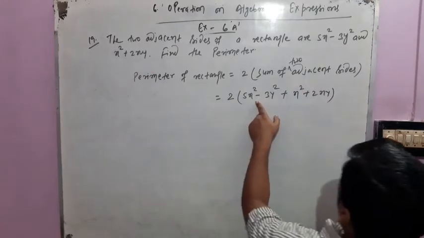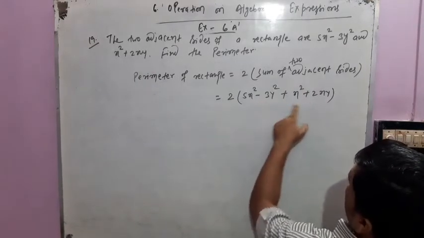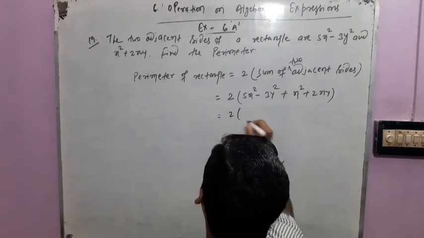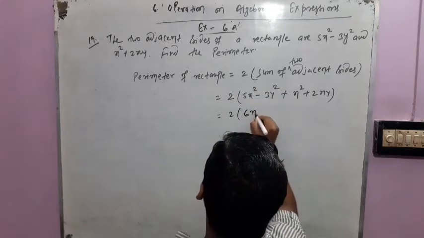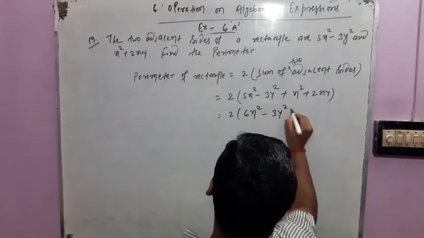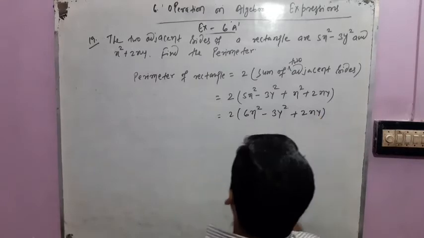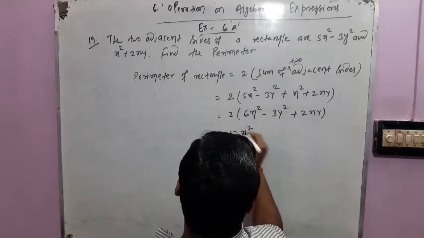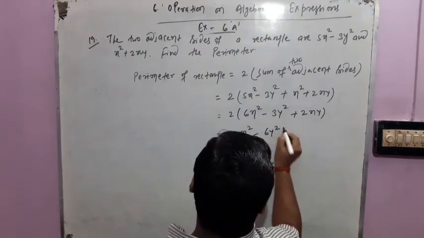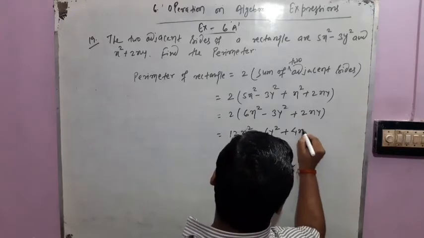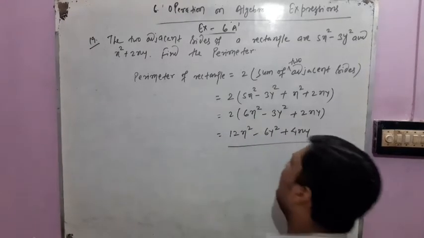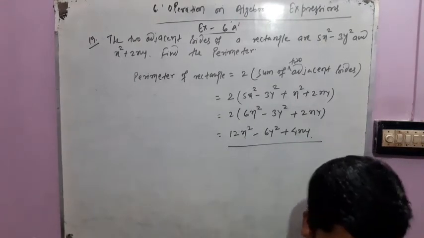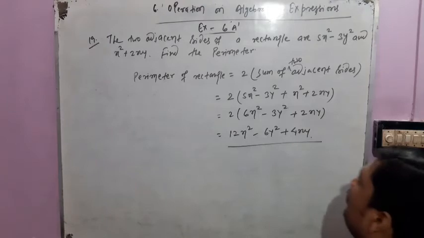So we have to multiply their sum by 2. Now 5x square and x square make 6x square, minus 3y square plus 2xy. Now the perimeter of the rectangle is 12x square minus 6y square plus 4xy. That is the perimeter of the rectangle. Okay students, now question number 20, the last question of this exercise. Look here, but before that we have to clean the board.